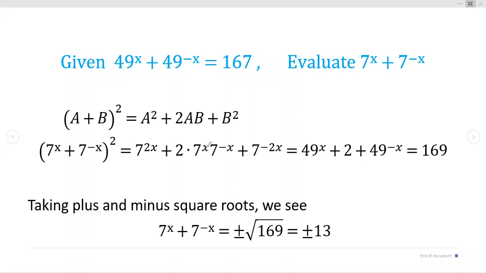And notice right here we have 7 to the x times 7 to the minus x. You can write that as 7 to the x over 7 to the x, right? You can just use properties of exponents, but that's 7 to the x over 7 to the x, which is just 1, but then 2 times 1 is the 2 that you see right here.